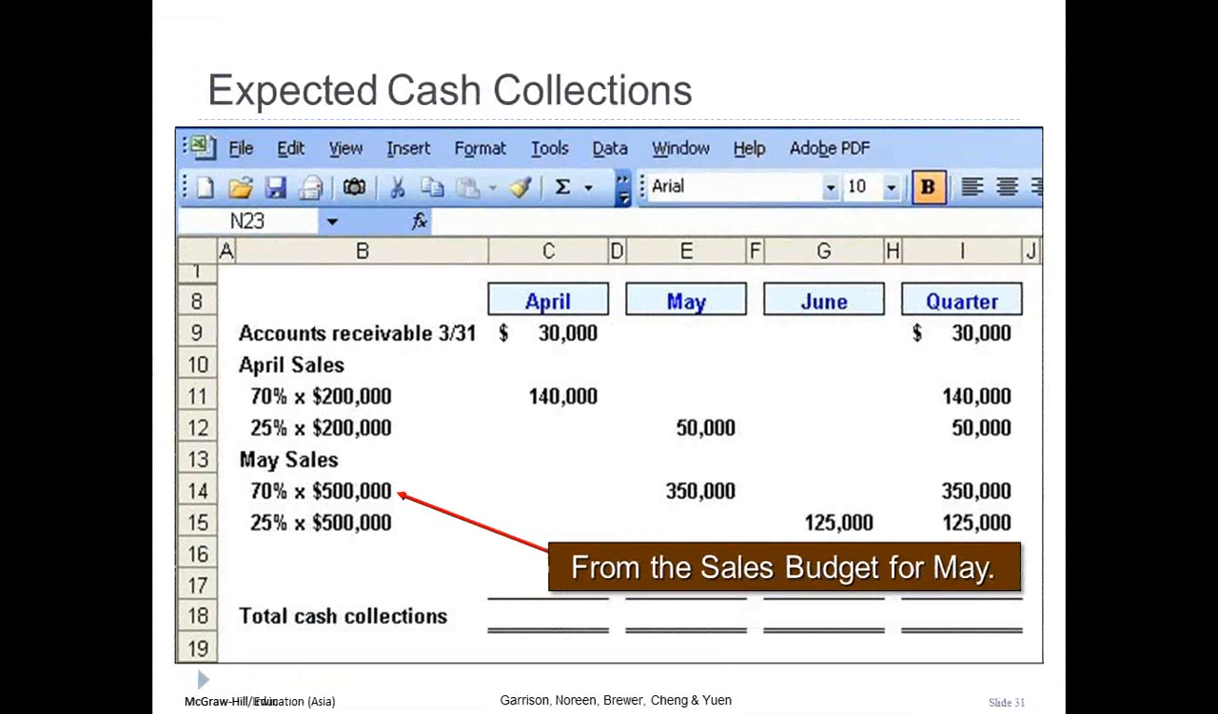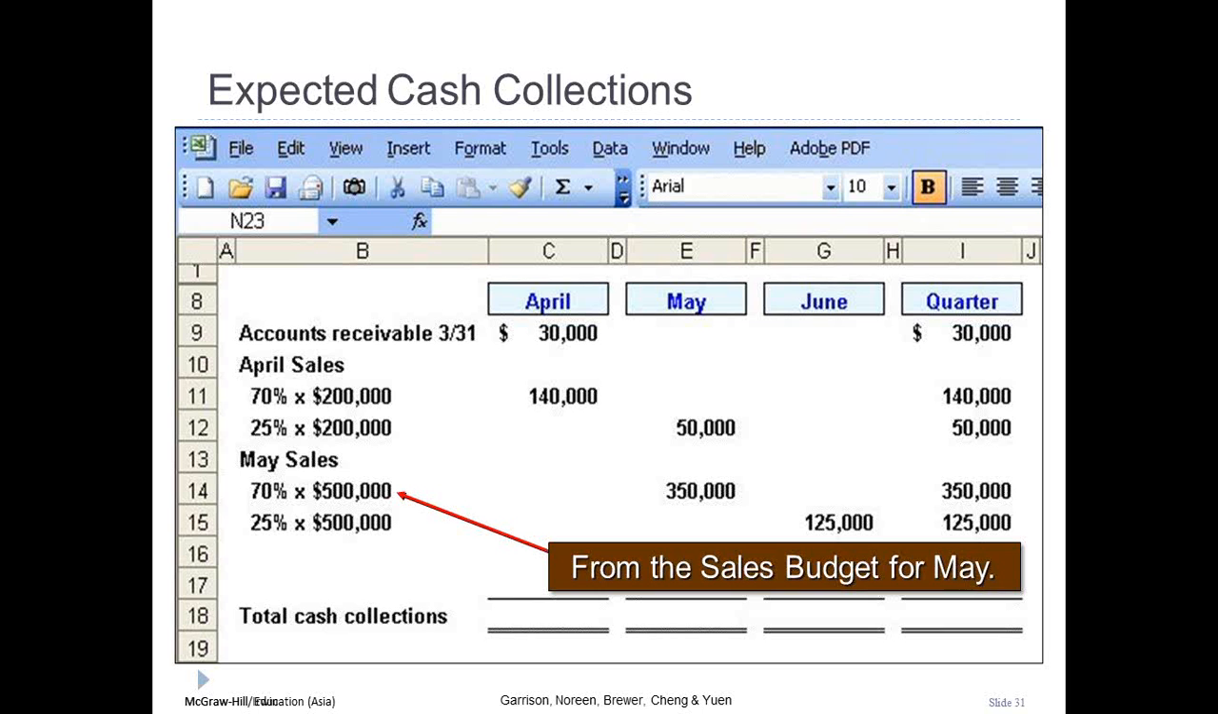The third step is to calculate the May credit sales that will be collected during each month of the quarter. We will collect $350,000, which is $500,000 times 70%, in the month of May, and an additional 25% of the $500,000 will be collected in June. Finally, 5% of May's sales will prove to be uncollectible. The uncollectible amount will be $25,000, which is $500,000 times 5%.